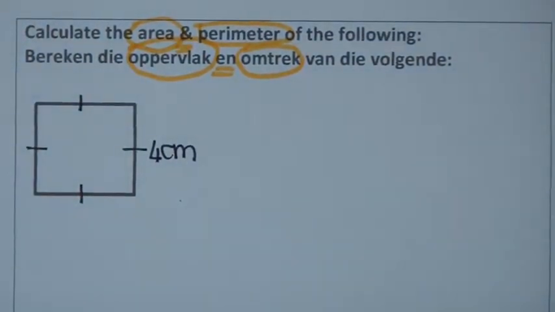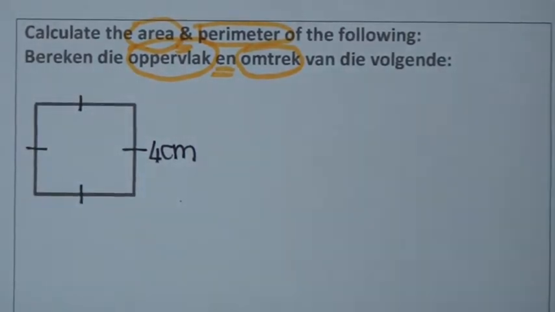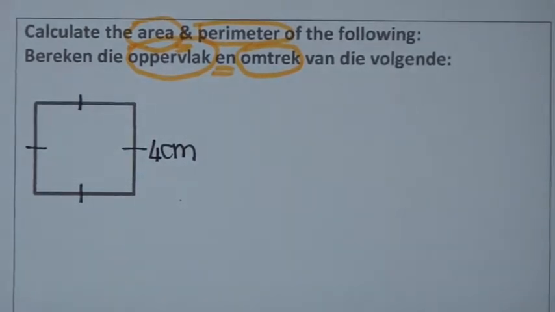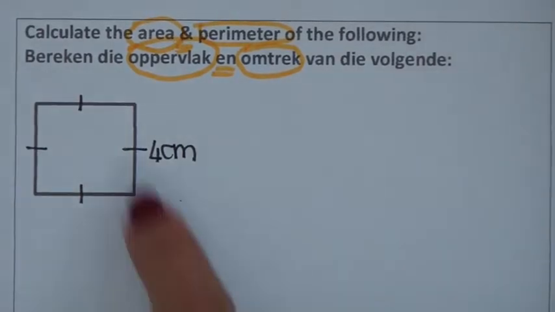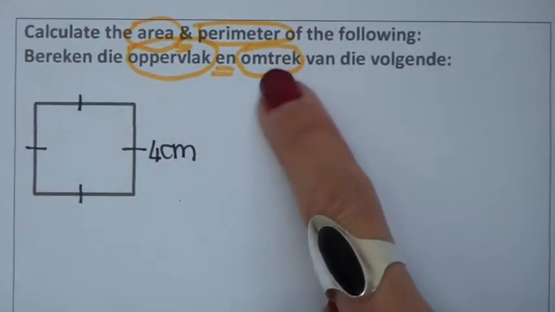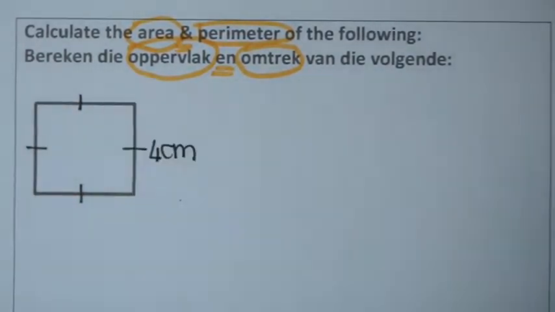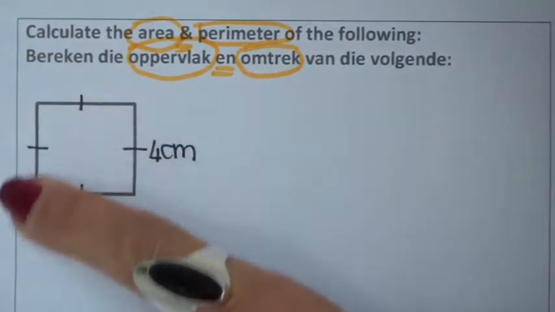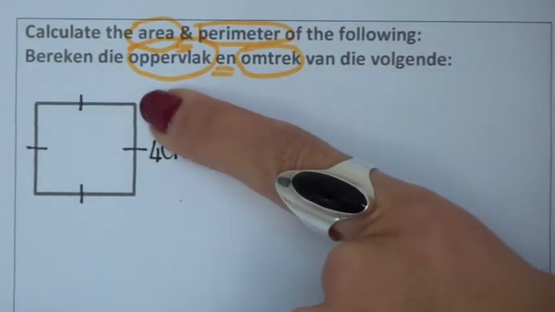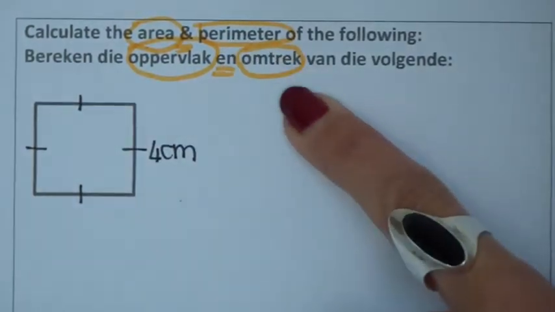Okay, nou gaan ons gou kyk wat 'n vorm ons hier het en wat weet ons van hierdie vorm. Now, if they talk about perimeter, they are talking about the outside of the shape. As hulle praat van die omtrek, praat hulle van die buitekant van die vorm. Buite, rondom die vorm. Die afstand rondom die vorm. The distance around the shape will give me the perimeter, omtrek.